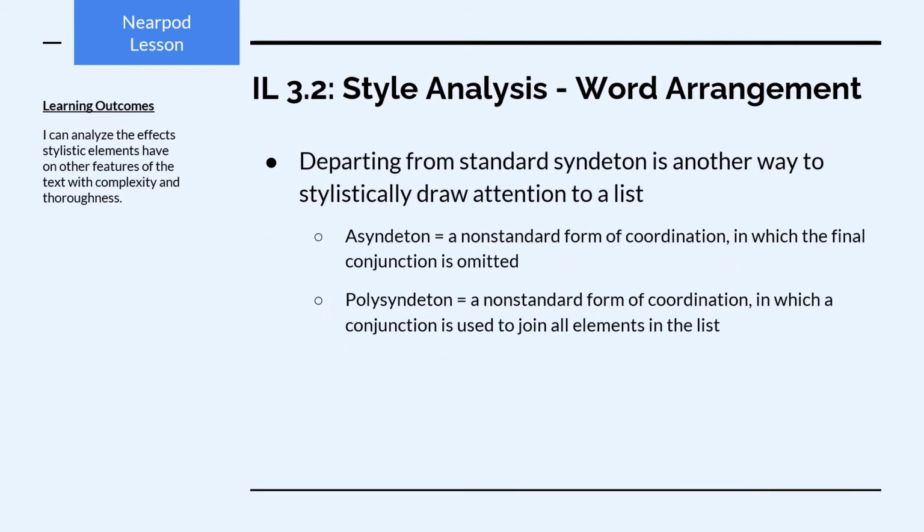Departing, however, from standard syndeton is another way to stylistically draw attention to a coordinate series or list. Yeah, and we have a couple of devices to learn here, starting with asyndeton, which is a non-standard form of coordination in which the final conjunction is omitted. And we have polysyndeton, which is another non-standard form of conjunction in which a conjunction is used to join all the elements on the list. So it replaces all the commas with additional coordinating conjunctions.